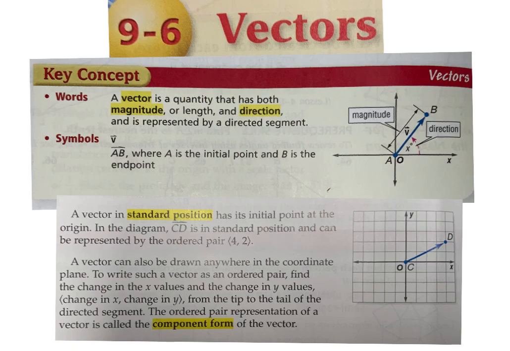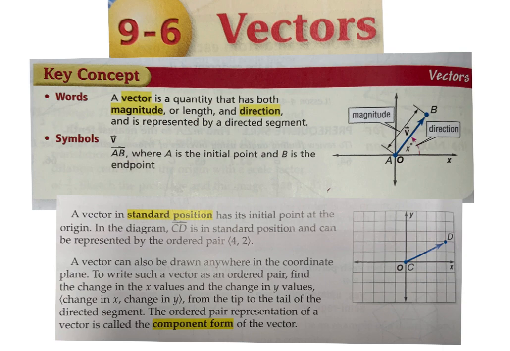A vector is a quantity that has both magnitude or length and direction and is represented by a directed segment. You have a new notation here. It almost looks like a ray, but it's not. You'll notice it just has a little thing above it. It's not a little double-headed arrow. It's just a one-sided arrow, so to speak.